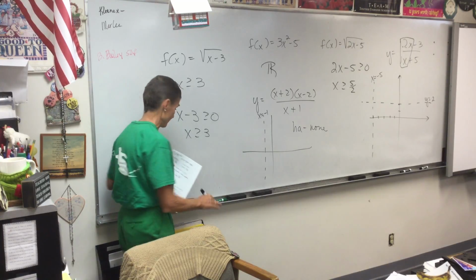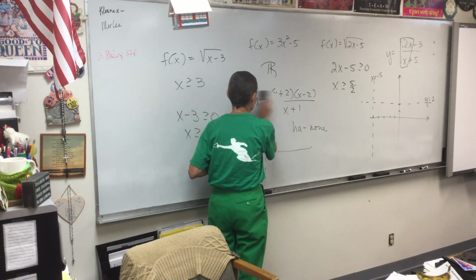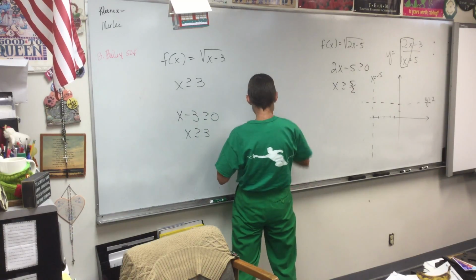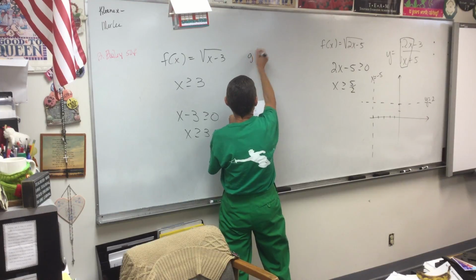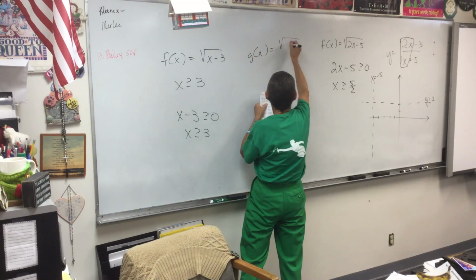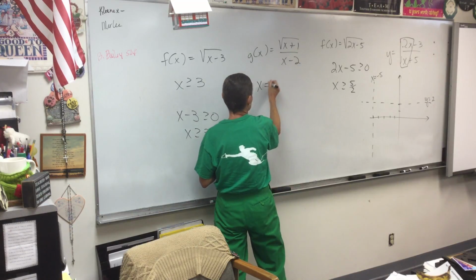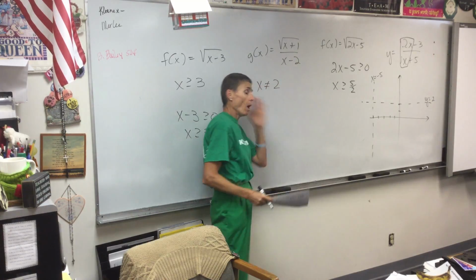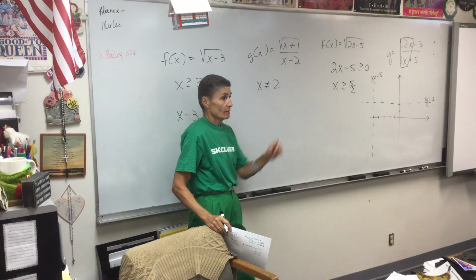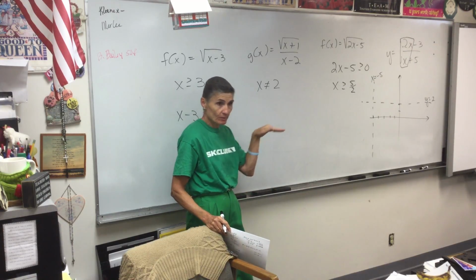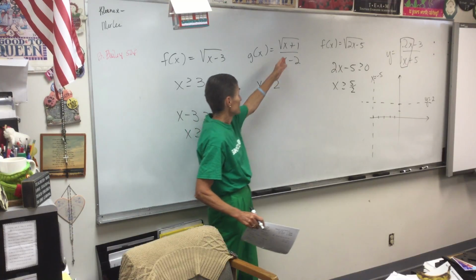This is the hard one. Two things are going on. What can you tell me about b? Not equal to it. X cannot be equal to what? 2. Why? Because that would make the bottom 0, and you can't. Now what about the top?